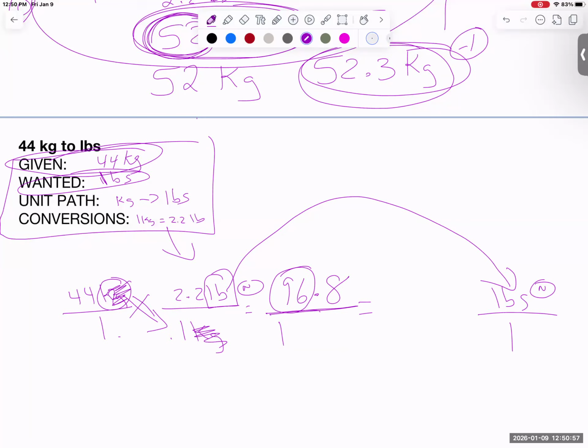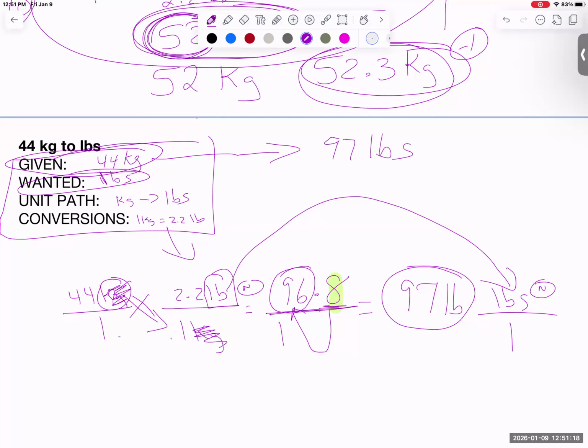I look to the right. I look to the immediate right. Is that 5 and higher? And it is. If that is 5 and higher, I'm moving this bad boy up. So my answer is 97 pounds. This is a 97-pound patient. All right. So 44 kilograms equals 97 pounds. Yay. Brilliant.